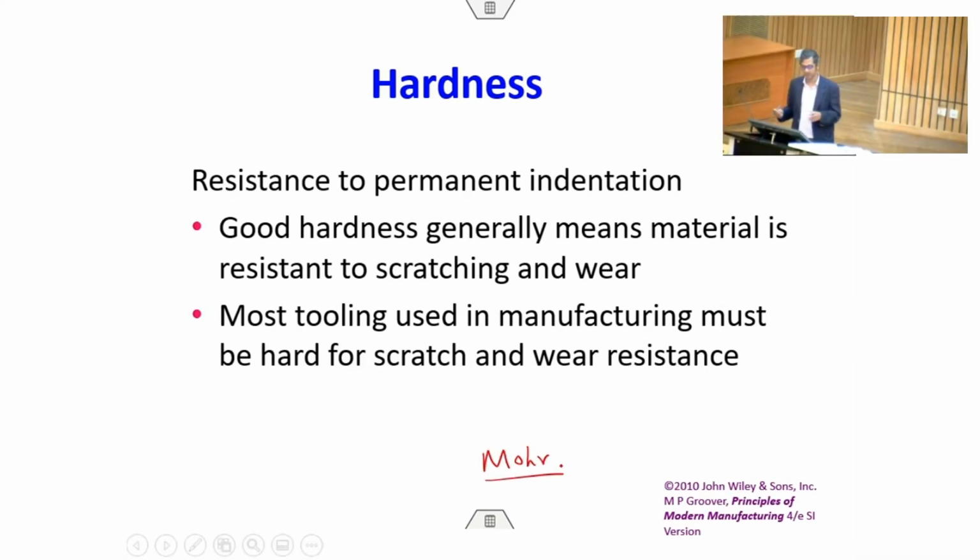He discovered the scale from diamond to talc, there are 10 materials, in terms of decreasing hardness. Okay. So, hardness is what? Resistance to permanent or plastic deformation. Good hardness generally means the material is resistant to scratching and wear. Most tooling used in manufacturing must be hard, with scratch and wear resistance. That is very, very important.